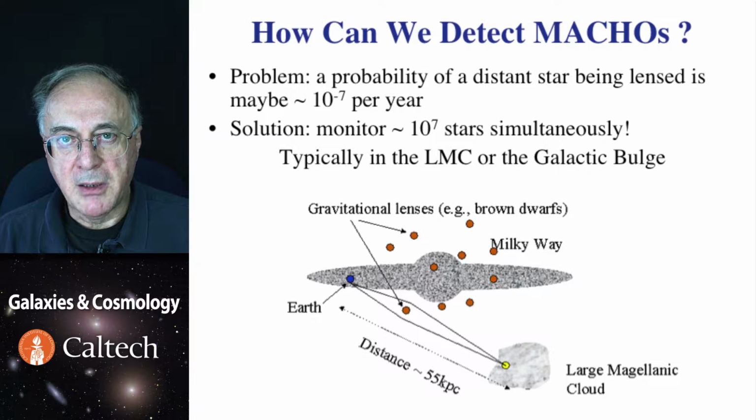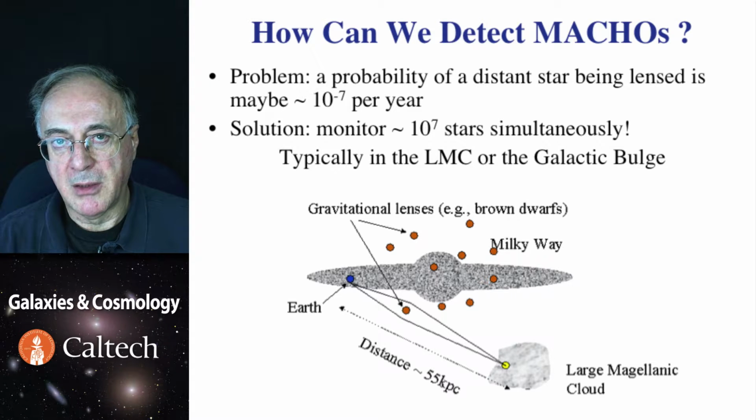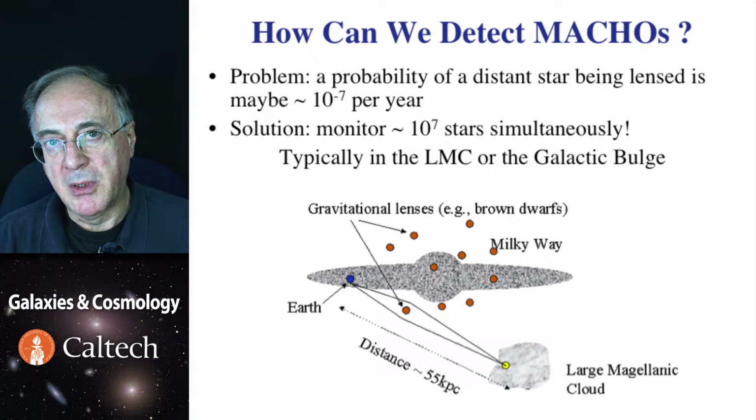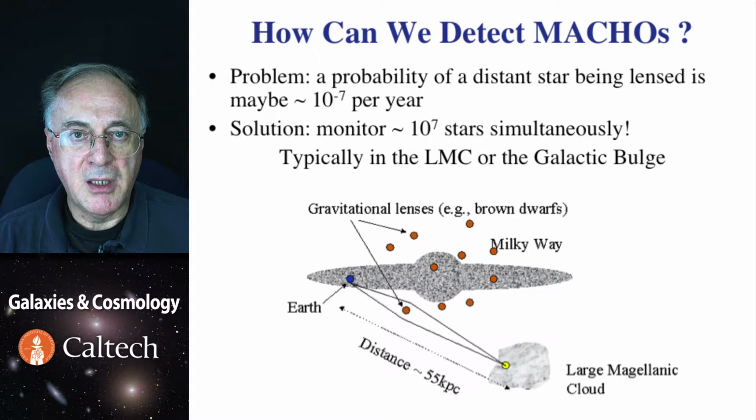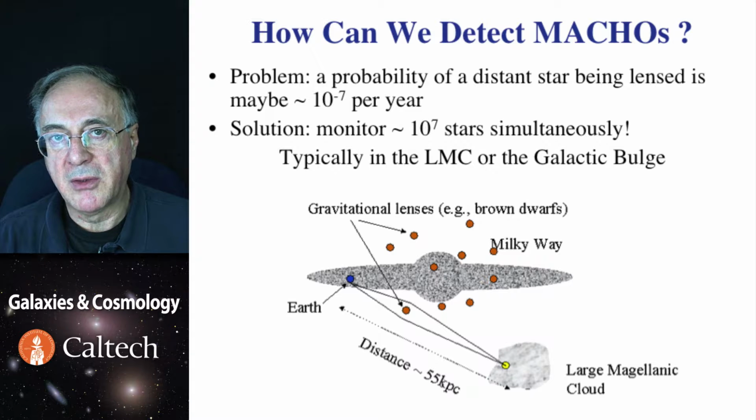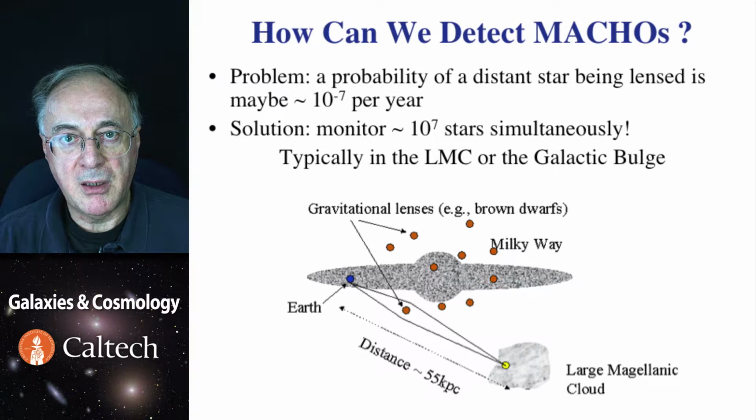In order to make this practical, one had to monitor many millions of stars. And one good solution was to look towards the Large Magellanic Cloud, which is about 50 kiloparsecs away, where many, many stars can be in the same field of view, and then monitor for a while looking for such events. This was done by a team called MACHO, for Massive Compact Halo Object, and also another team called OGLE, and since then many others. So if the probability of seeing lensing happen to any given star is about 1 part in 10 million per year, then you better look at tens of millions of stars.